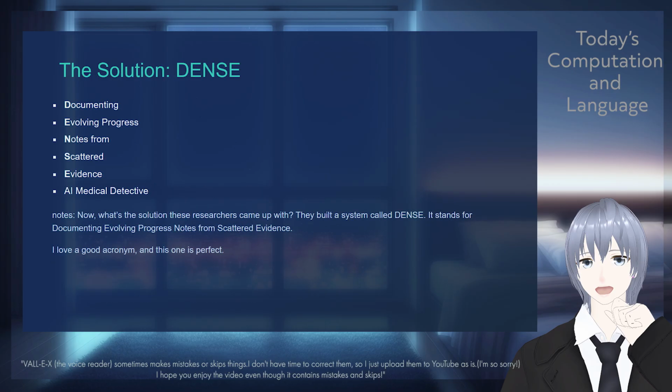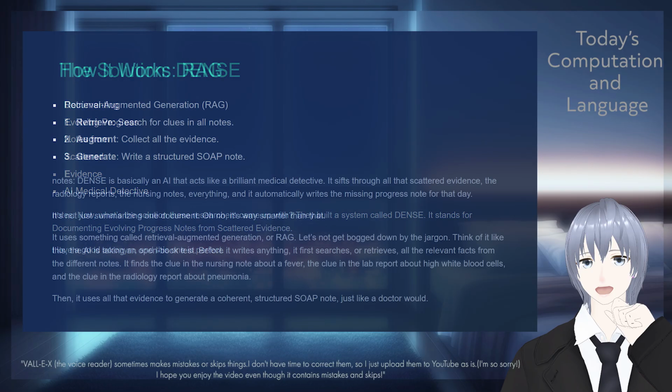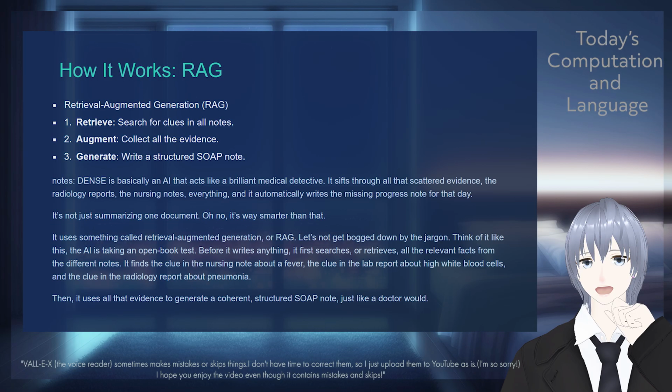So what's the solution these researchers came up with? They built a system called DENSE. It stands for Documenting Evolving Progress Notes from Scattered Evidence. I love a good acronym, and this one is perfect. DENSE is basically an AI that acts like a brilliant medical detective. It sifts through all that scattered evidence, the radiology reports, the nursing notes, everything, and it automatically writes the missing progress note for that day.